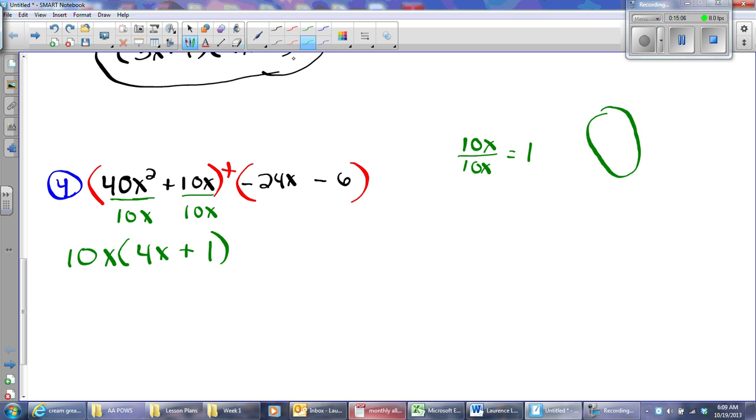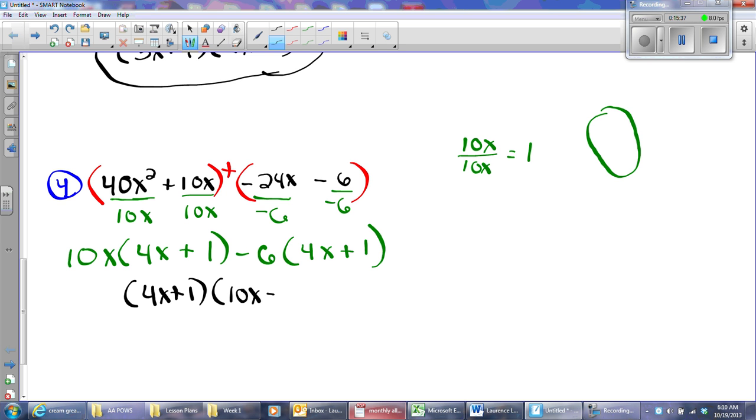Very, very important. Okay, looking for a GCF in here. I see both signs are negative. It's going to be a negative. Okay, and I think 6 is going to do the trick. So I'll pull out a 6. 24 divided by 6 is going to be 4. There's an x in there. Negative 6 divided by negative 6 is positive 1. Okay, so I have the quantity of 4x plus 1 times the quantity of 10x minus 6. And there we go. We're done.